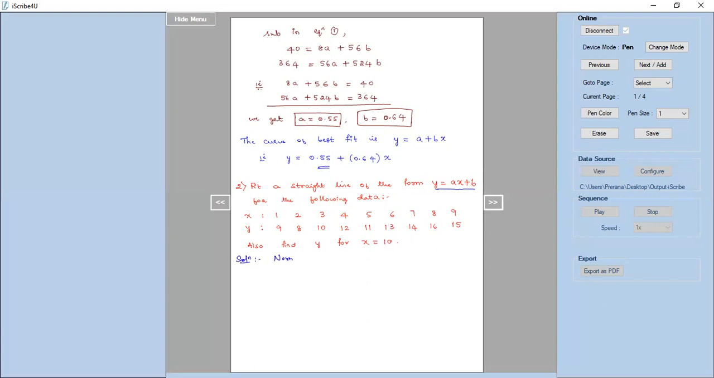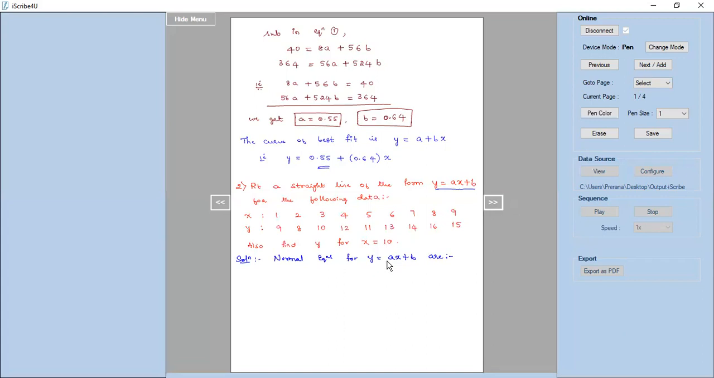Solution. Normal equations for y is equal to ax plus b. How do we obtain the first normal equation? We take sigma throughout. So what will be sigma b? It means b is added n times, so it will be n into b, n into small letter b.